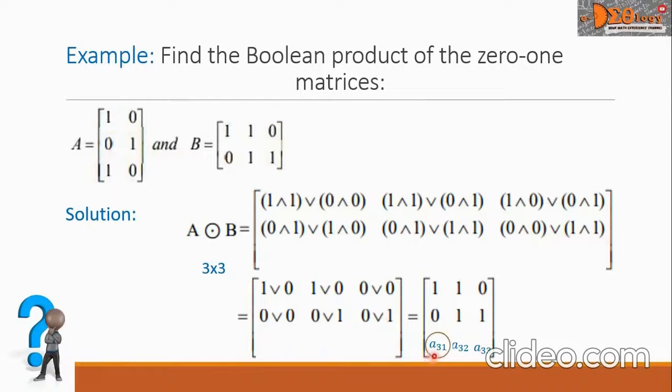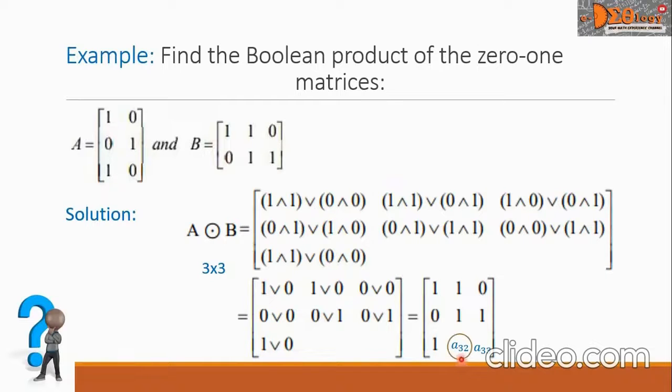Next element, A sub 3, 1. We need the third row of A and the first column of B. So we write here 1 and 1 or 0 and 0. 1 and 1 is 1 or 0 and 0 is 0. 1 or 0 is 1.